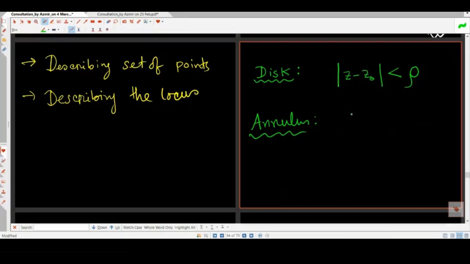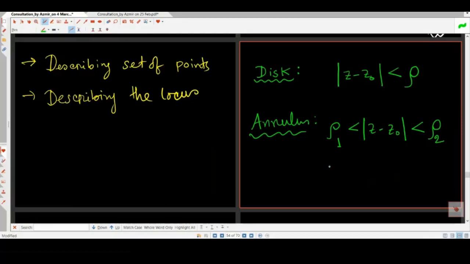So an annulus is something where we have the same quantity, that is modulus of z minus z naught, but this time we have another value. The point is we have rho 1 to rho 2. So rho 1 is less than modulus of z minus z naught, which is less than rho 2. So this is called an annulus.